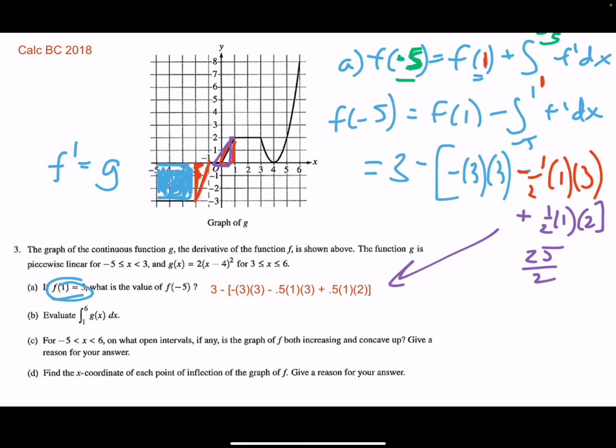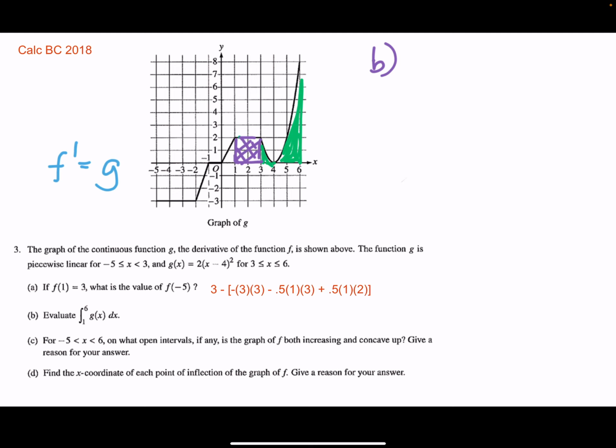All right, moving on to Part B. Part B asks for the integral from 1 to 6 of g of x dx. So the integral from 1 to 6 is this area plus this area. Some of that area can be found using geometry, and some of it has to be found using calculus. I just cleaned up my picture a little bit, so I have a little bit of a square right in there. The area of that square is base 2 times height 2, right? The base goes from 1 to 3, that's a base of 2.